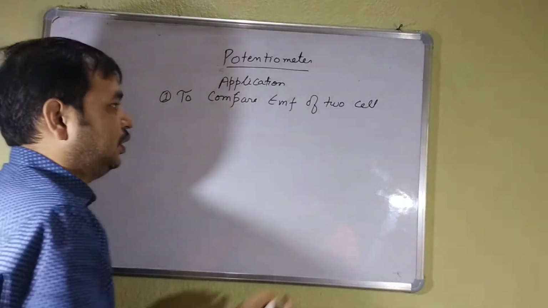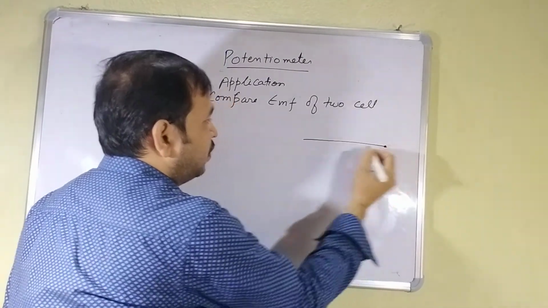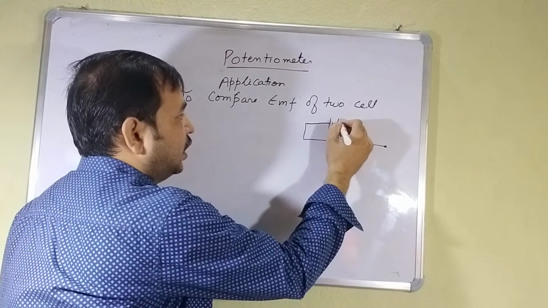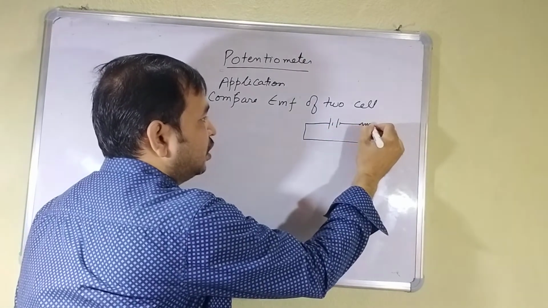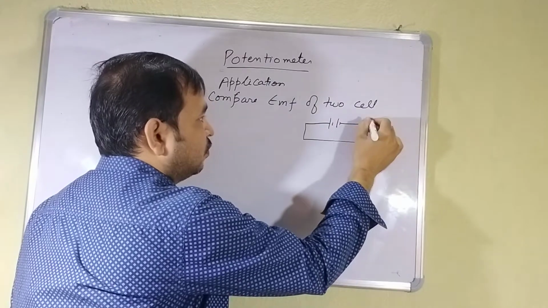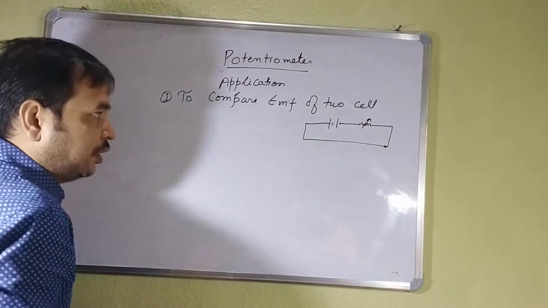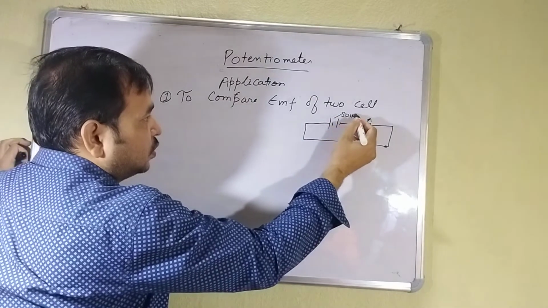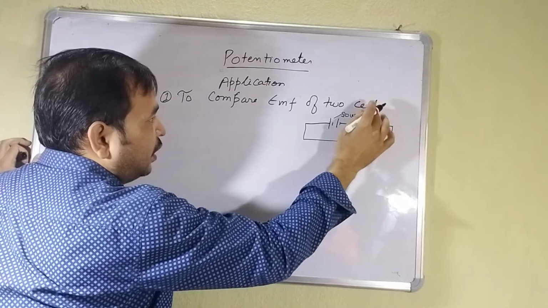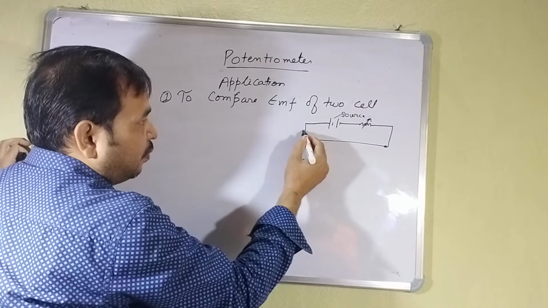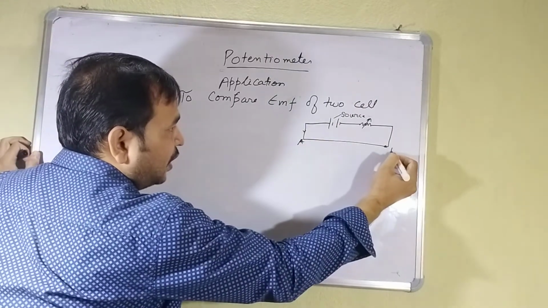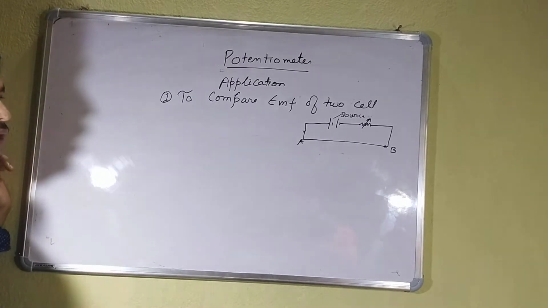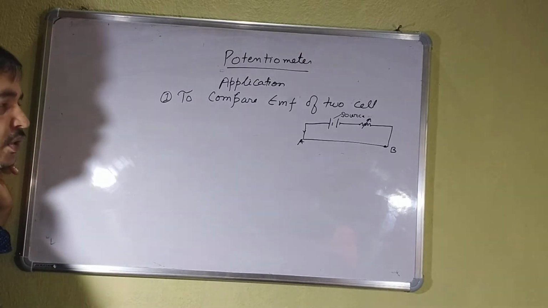EMF of cell, you can see this is potentiometer wire connected to some battery or cell, and that is connected to rheostat. From this rheostat we can change the current. This is auxiliary battery, source cell or battery. So current is provided across it. Suppose this is the length of the potentiometer wire. It may be, I have told you, 600, 1000, whatever it may be.